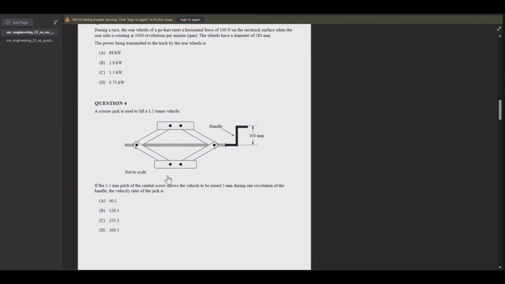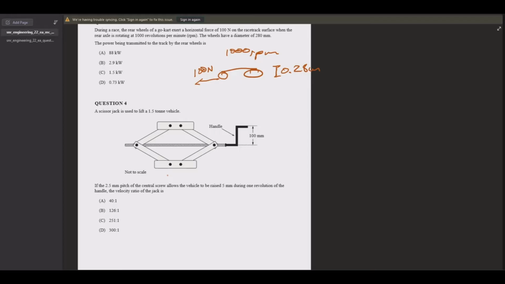Question 3. During a race, the rear wheels of a Go Kart exert horizontal force of 100 newtons on the racetrack surface when the gear axle is rotating at 1000 RPM. The diameter of these wheels is 0.28 meters. And we're looking for power.